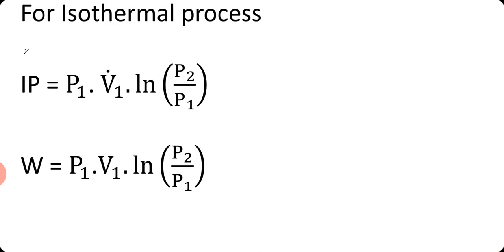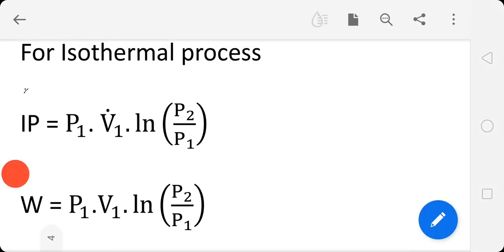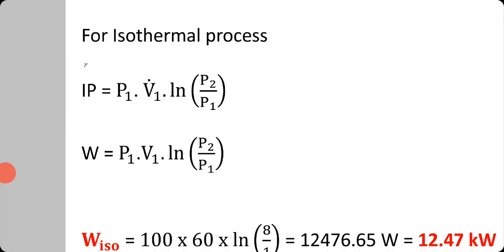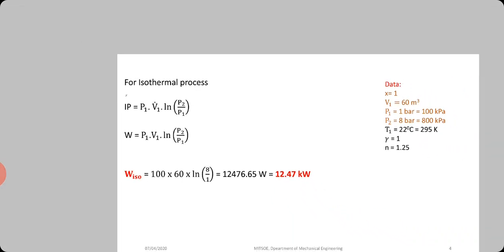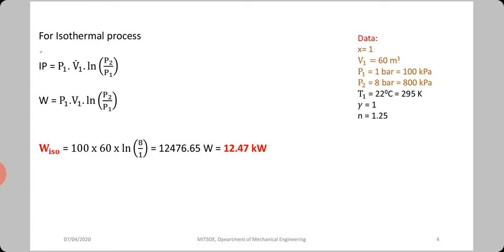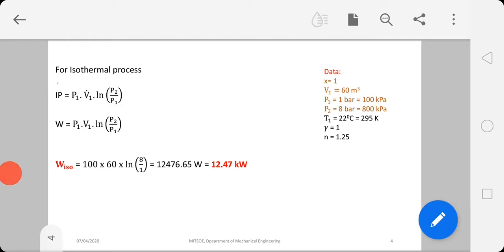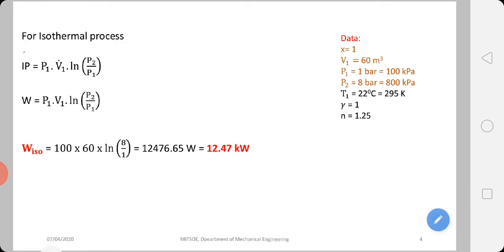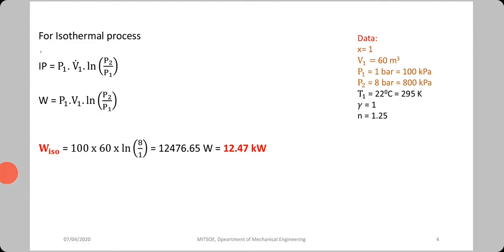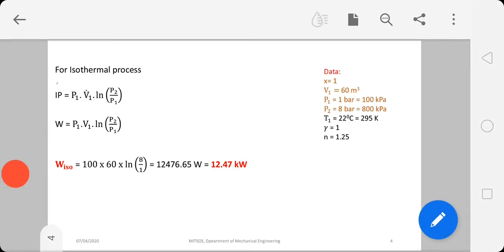I have written one more formula here, that is for indicated power. Now you know work per unit time is indicated power. So when V1 is replaced by V1 dot, automatically you will get indicated power. So this formula you have to use depending on what is asked in the problem. If W is asked, simply put volume in meter cube, and when indicated power is asked, put volume in meter cube per second, that is V1 dot. Okay. So in our problem, only V1 is given, that is in meter cube. So we can choose the formula for W, not indicated power.